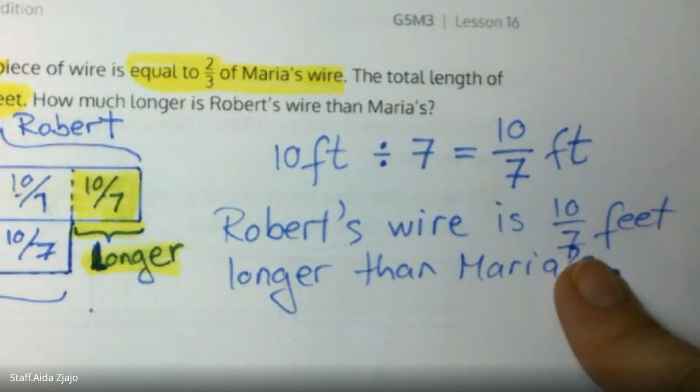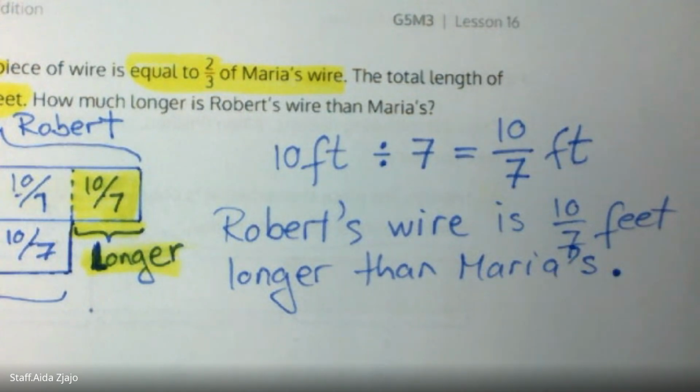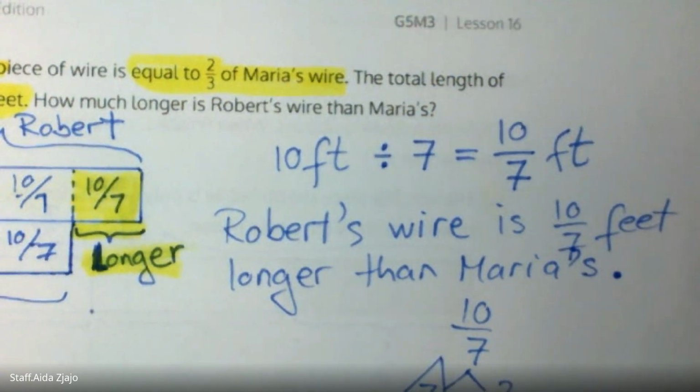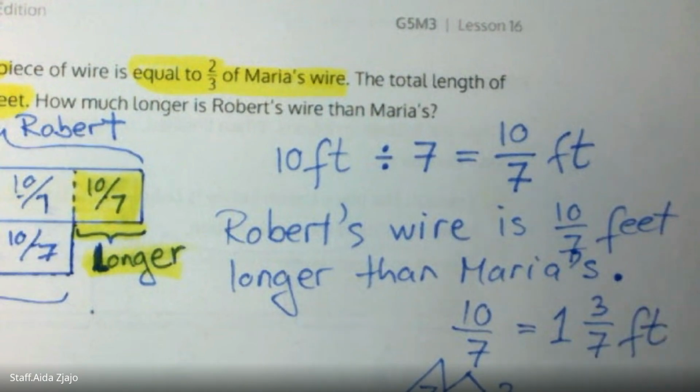We also can change these 10 sevenths into 1 whole and 3 sevenths in case that is required. 10 sevenths has in it 7 sevenths plus 3 sevenths, which will make 1 whole and 3 sevenths. So, 1 whole and 3 sevenths feet longer.